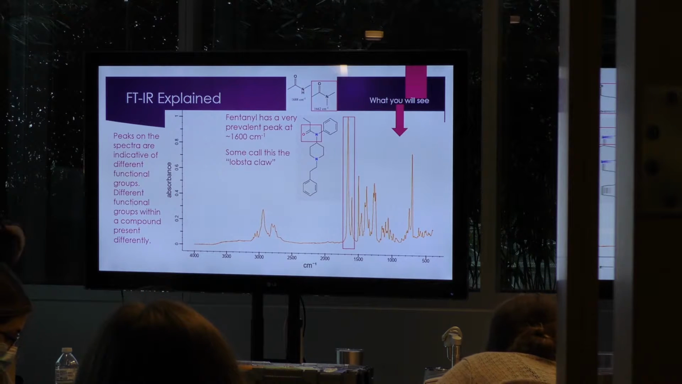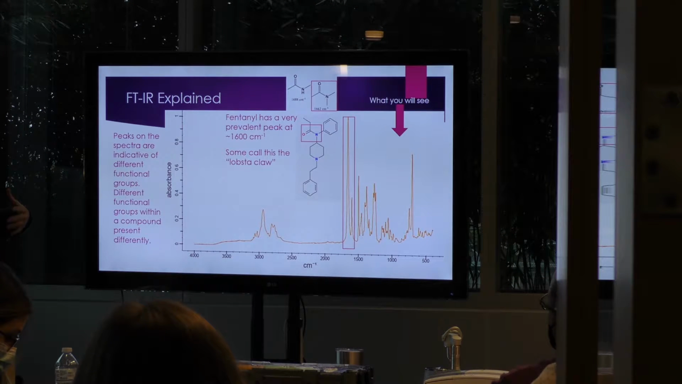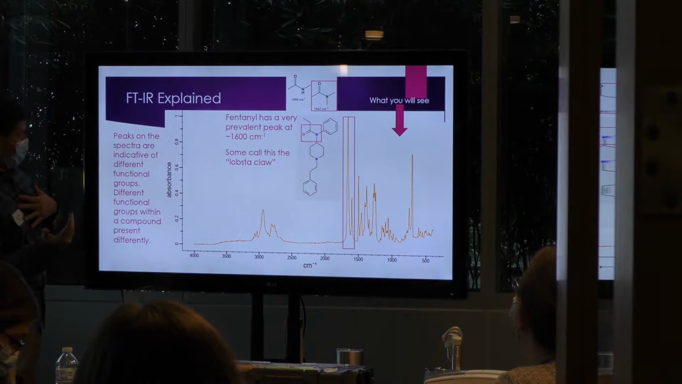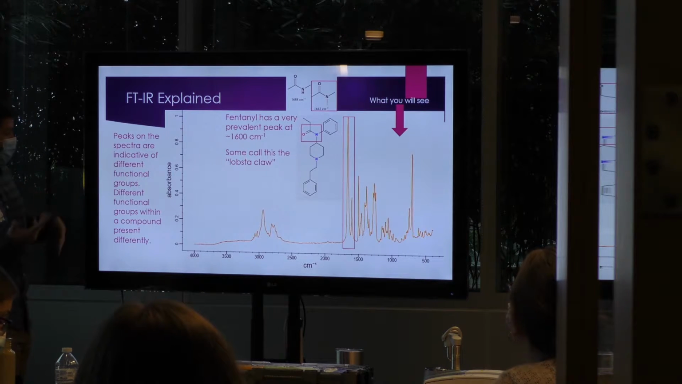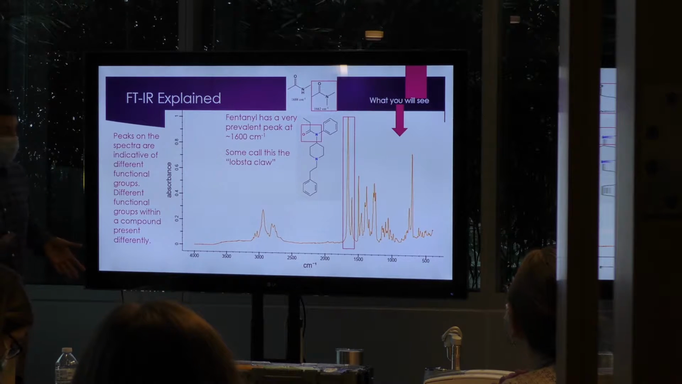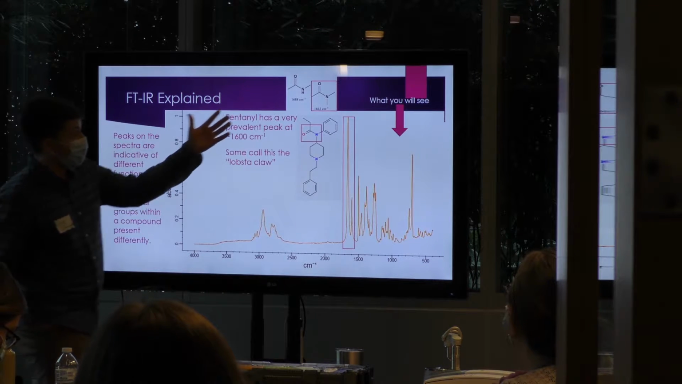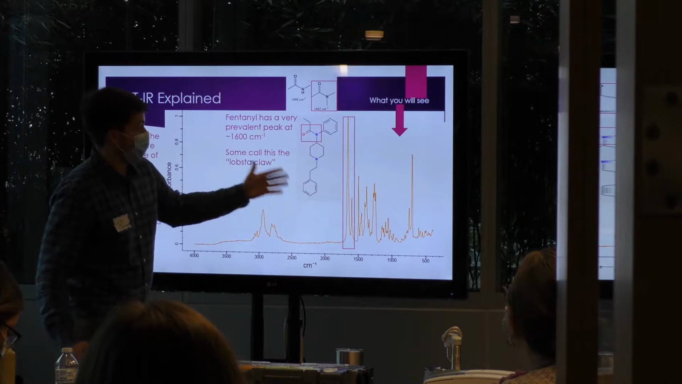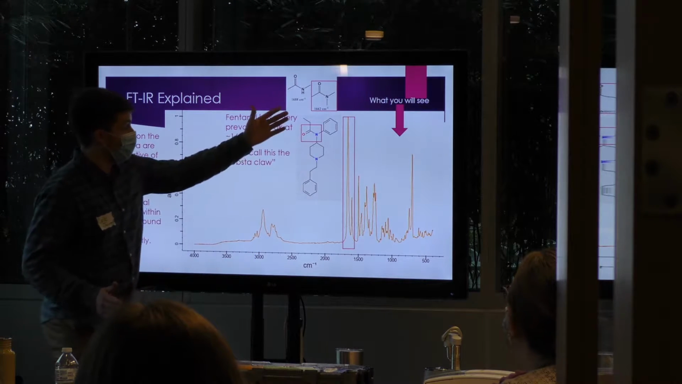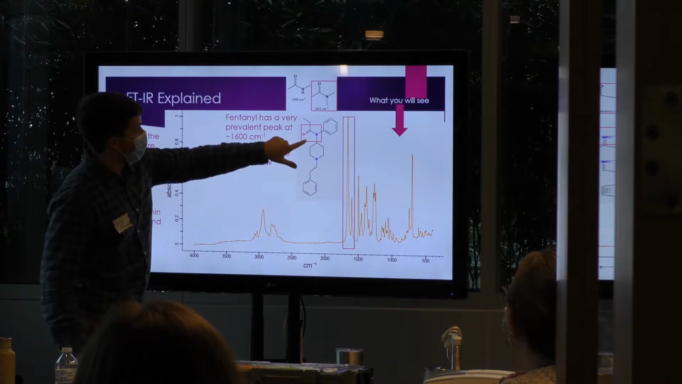So a bit more about FTIR. The peaks on the spectra are indicative of the different functional groups. There are tons and tons of functional groups, and no two chemicals are alike, as probably everyone knows. But this is normal fentanyl, which is not an analog; this is fentanyl's chemical structure.